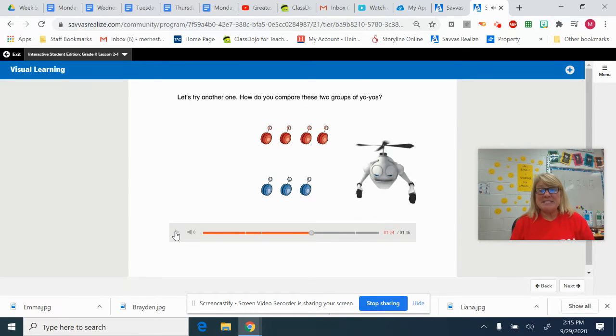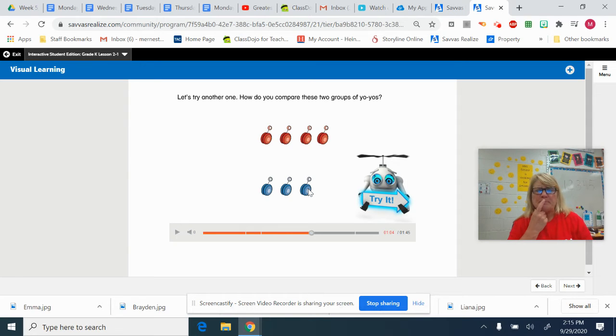This one's going to be a little bit different, isn't it, kindergartners? Because let's count 1, 2, 3, 4 red ones and 1, 2, 3 blue ones. Do you know already which one has more? I bet you do. When I match them up, here's a red one and a blue one, here's a red one and a blue one, here's a red one and a blue one, but I have 1 extra red one, which means that I have more red yo-yos than blue yo-yos.